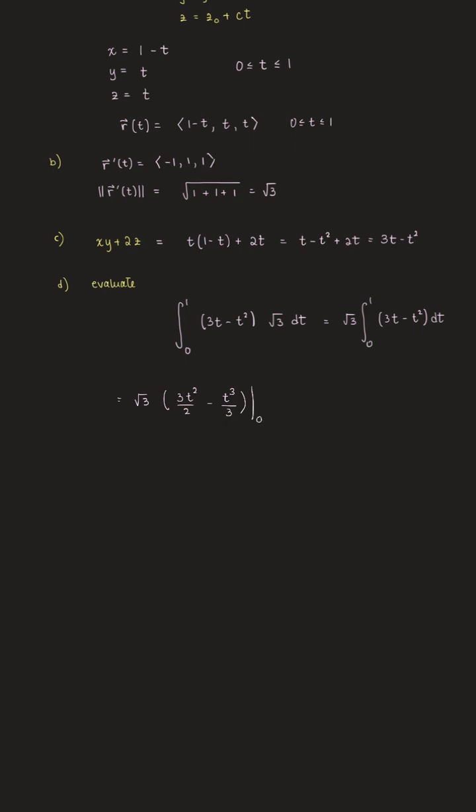from 0 to 1. And so when t equals 1, we'll just plug in 1 for t, and we have 3 halves minus 1/3. And when we put in 0, we get 0, so that's going to be root 3 times 9/6 minus 2/6, which is 7 root 3 over 6. And that is the value of our scalar line integral over the line segment.